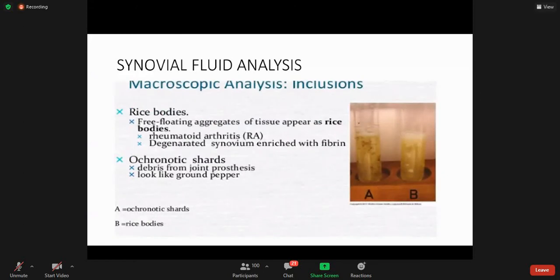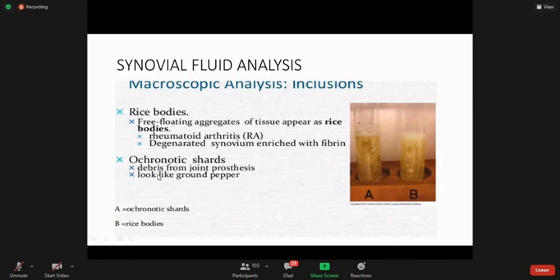Inclusions. Inclusions की term आएगी तो which type of inclusions? For example, rice bodies. Free floating aggregates of tissue appear as rice bodies. For example, if a patient is suffering from rheumatoid arthritis, or there is degenerated synovium enriched with fibrin. This test tube B is showing you the rice bodies which could appear. You can observe it with your naked eye on the macroscopic analysis, and it could be present in case of rheumatoid arthritis. Another term is written ochronotic shards.